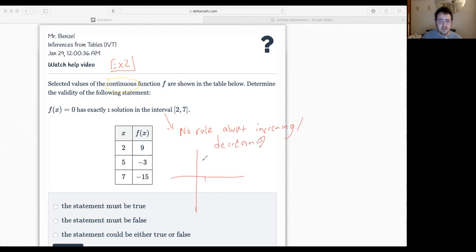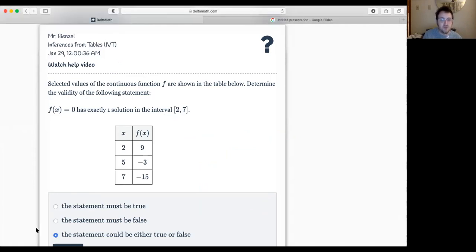So let's say this is 2, 9, and this is 5, -3, and 7, -15. And let's suppose, could I fit a curve that has more than one solution on there? I'm going to draw the yellow curve and see what happens. So maybe, just maybe, I have a situation like that. It actually has more than one solution, and we're not violating the terms and conditions. It is a possibility that maybe we are continuously going down. But it's also a possibility that maybe we're going down and then up and then down again. So it leaves it a little bit more open. So the statement could be true or false.